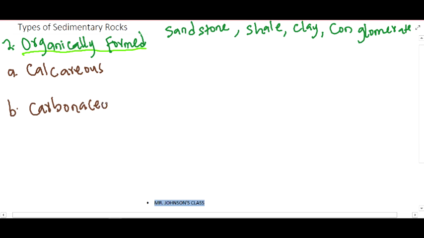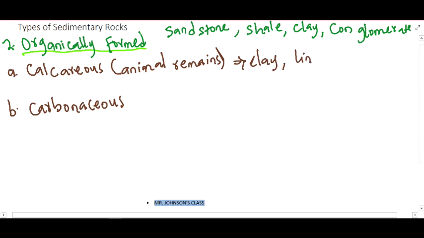Just in a moment, I'm going to explain all this. The calcareous sedimentary rocks are formed from animal remains, like corals or shellfish. You can understand that's how they are formed. Examples we have here are clay and limestone. They are examples of the calcareous organically formed sedimentary rock.